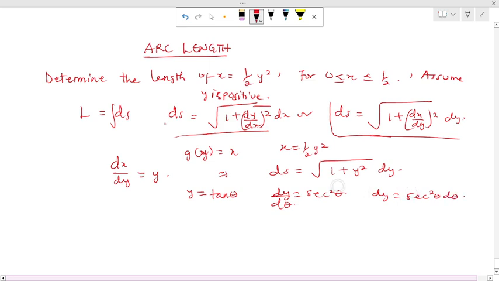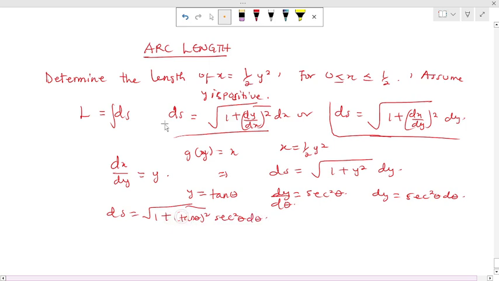At this point, you just make your substitution. My ds becomes the square root of 1 plus my y, which is tan theta, so tan theta squared, and the dy becomes sec squared theta d theta.